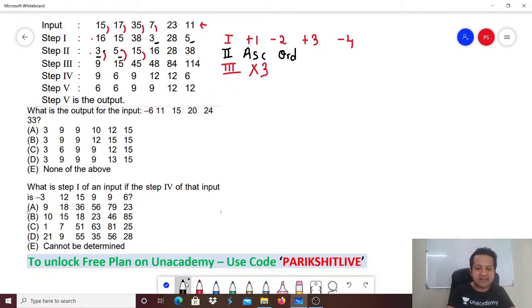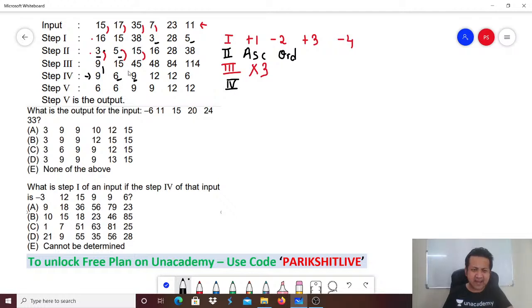Correct? Next. Step 4. What is happening in step 4? 9 continues to be 9. But then you have got a 6. Then you have got a 9. These numbers are not there in the previous step. So how are you getting it? If you observe closely, you should be realizing that every number in step 4 is the sum of the digits in the previous step. Correct? Sum of the digits.